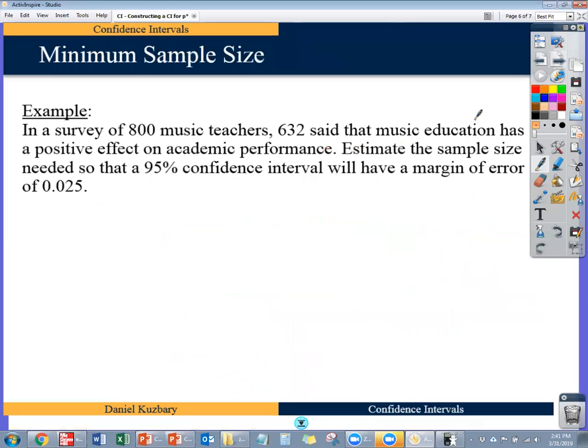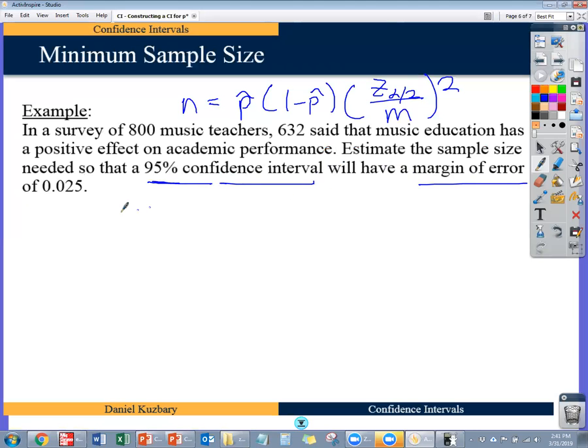So I'll do one of these problems for us, and let me jot down this formula right here. So we're doing p hat times 1 minus p hat times z sub alpha over 2 all over m, and then we're going to square that, whatever that is. So, in a survey of 800 music teachers, 632 say that music education has a positive effect on academic performance. Estimate the sample size needed so that a 95% confidence interval will have a margin of error of 0.025, so like a 2.5% margin of error.